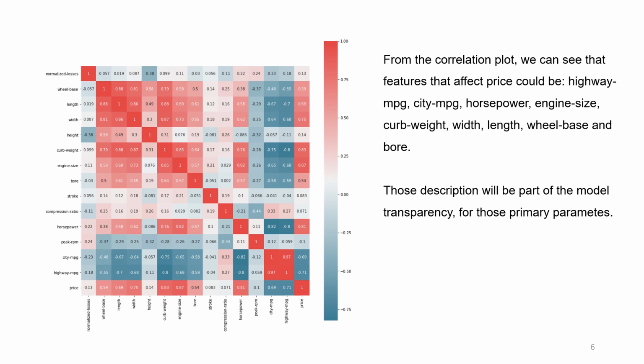From the classification plot, you can see that parameters affecting price could be highway fuel consumption, city fuel consumption, horsepower, engine size, curb weight, vehicle length, wheelbase, and bore. Those descriptions will be part of the model transparency for those primary parameters.